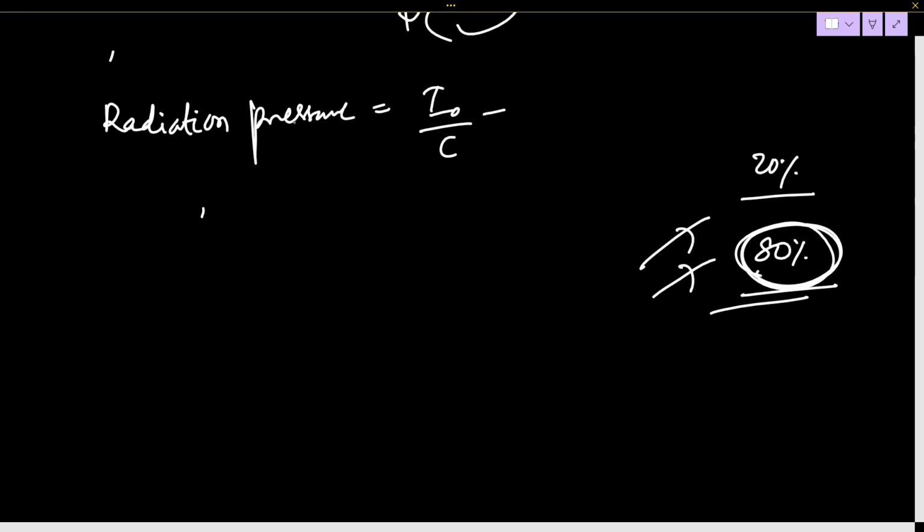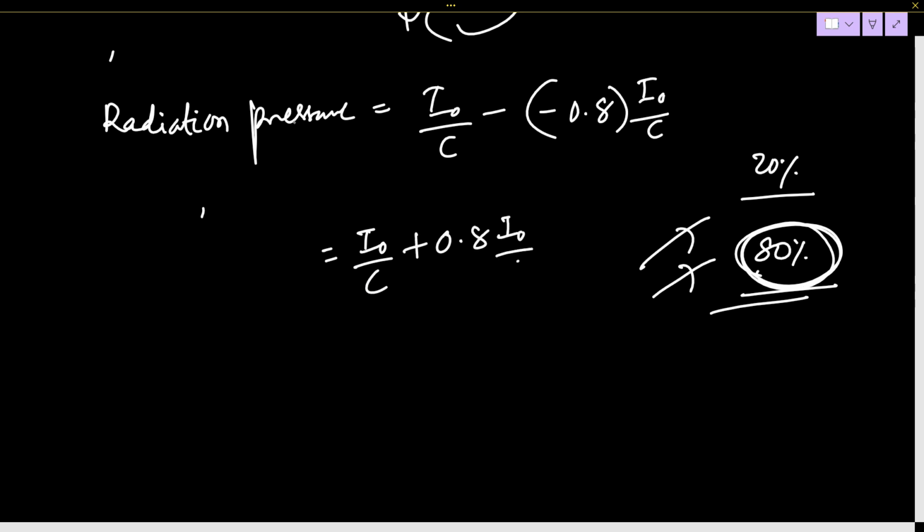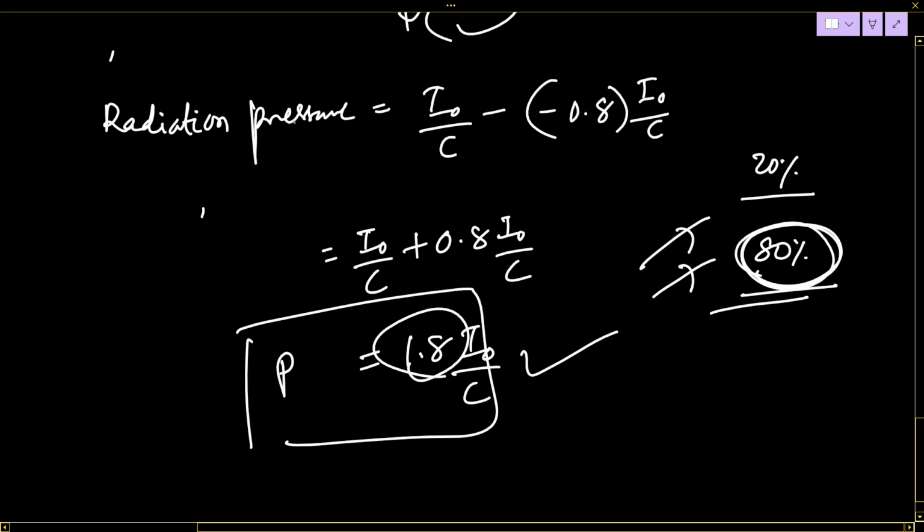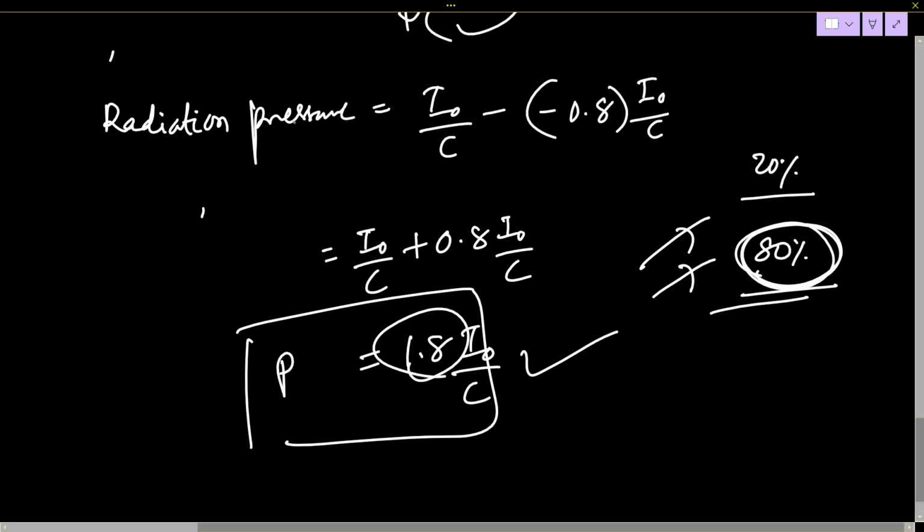So I can write it as I naught by c minus of 0.8 I naught by c. Okay, this would be what? I naught by c plus 0.8 I naught by c. That will be 1.8. This is your radiation pressure. Okay, the answer is 1.8. Right? Yeah. Okay.